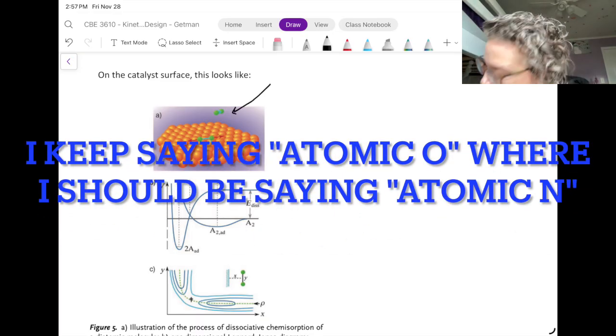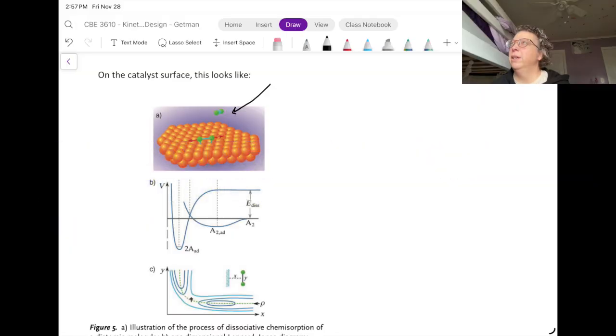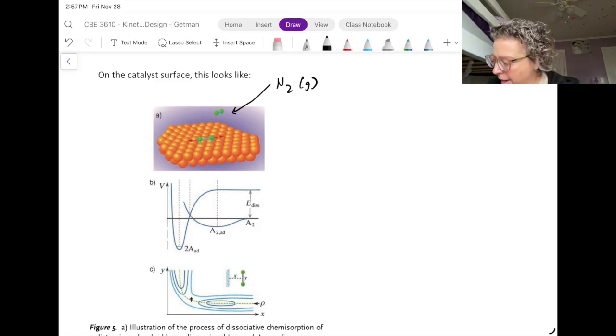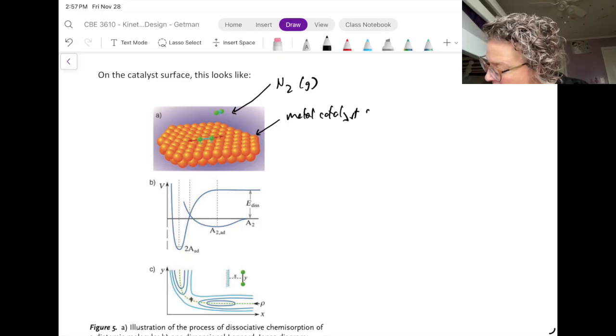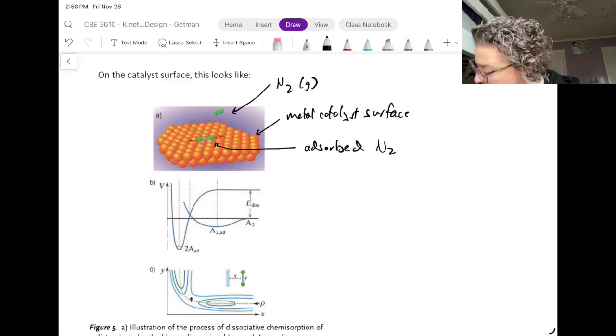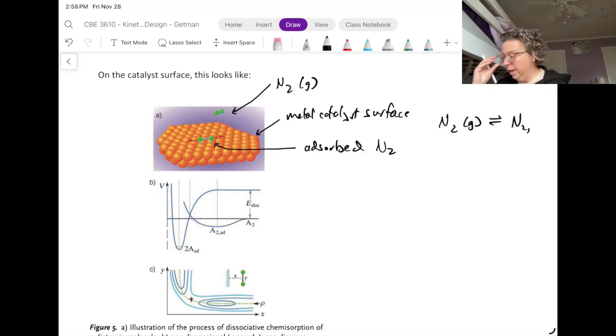These are all diagrams of molecular nitrogen adsorbing to the catalyst and then dissociating. So here we have molecular nitrogen gas. This right here is the catalyst surface. We'll say the metal catalyst surface. So all the orange spheres are iron atoms. This is adsorbed N2. So here what we are modeling or looking at is a reaction between gas phase N2 adsorbing with the surface to form adsorbed N2.